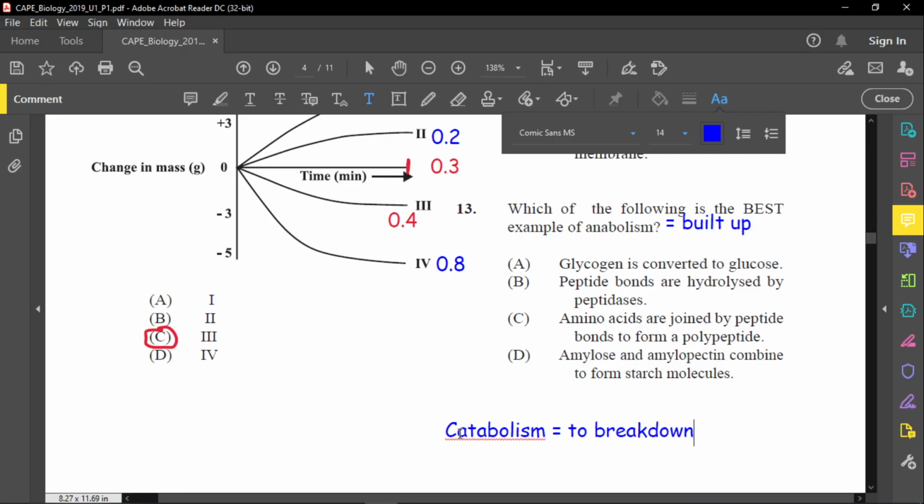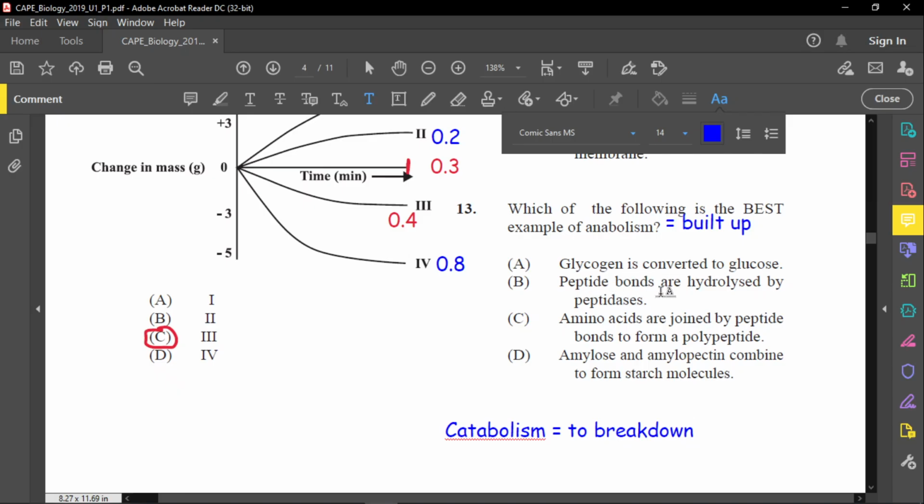So think about the letter C, cut. Cut up in pieces. If we break up polymers into monomers, that's a catabolic reaction. To build up monomers into polymers, that is the anabolic reaction. But the word here says best. So let's see what's happening. Glycogen converted to glucose is a catabolic reaction, right? Because glycogen is a stored complex carbohydrate in the liver.